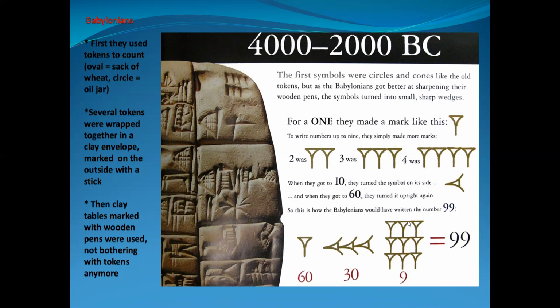So it means 60. So Babylonians use base 60 in this representation. For example, we have the upright 1, and then on its side 1, 2, 3. It means 30, and 9 of this means 9. So we add 60, 30, and 9. So we have 99. That's how we represent numbers in Babylonian writing.